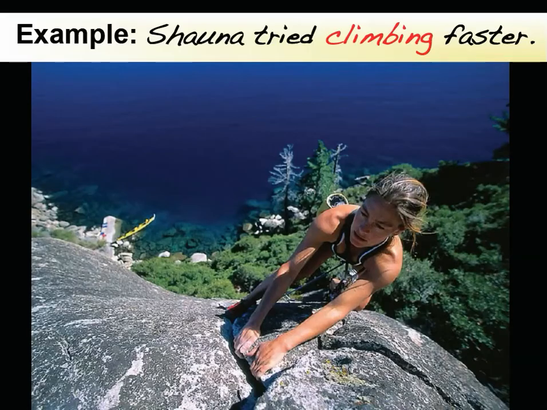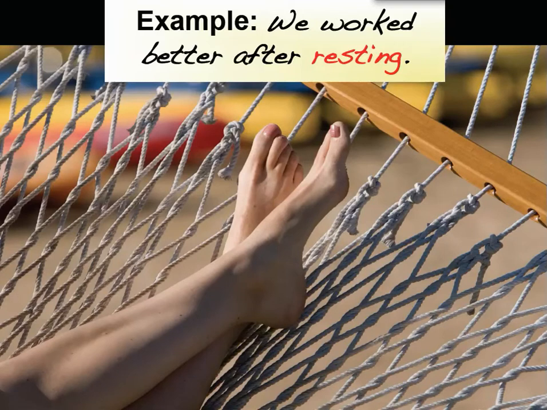Here's a good example. Shauna tried climbing faster. Climbing is a gerund. Can we substitute climbing for it? Shauna tried it faster? Sure, it works. Here's another example. We worked better after resting. Resting is a gerund. It's being used as a noun in the sentence. So let's try it with it. We worked better after it. Sure, it works. It makes sense.